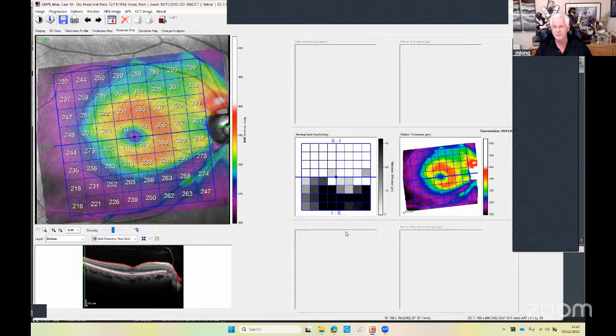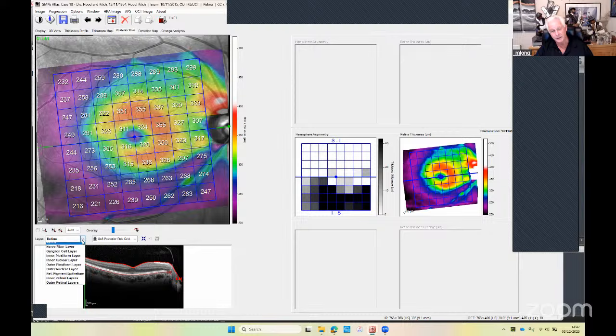And this is the same principle. If you're familiar with the Humphrey field analyzer, there is the glaucoma hemifield test. And this is the same that we're doing here. We're looking at the superior hemifield compared to the inferior hemifield, but from the point of view of thickness measurement. So these black boxes down here are at least 30 microns thinner than the corresponding box in the superior hemifield. So this is another indication that all is not well. And this is maybe another sign that we would look for if we're searching for glaucoma.